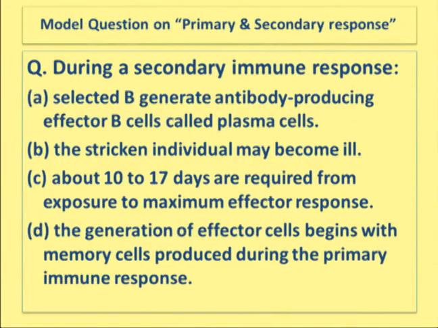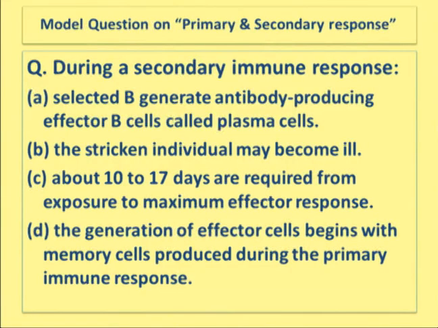Now there is a question that is being asked here. What happens during a secondary immune response? Option A, selected B cells generate antibody producing effector B cells called plasma cells. Option B, the stricken individuals may become ill. Option C, about 10 to 17 days are required from the exposure to maximum effector response. And option D, the generation of effector cells begins with memory cells produced during the primary immune response. Yes, option D is right.